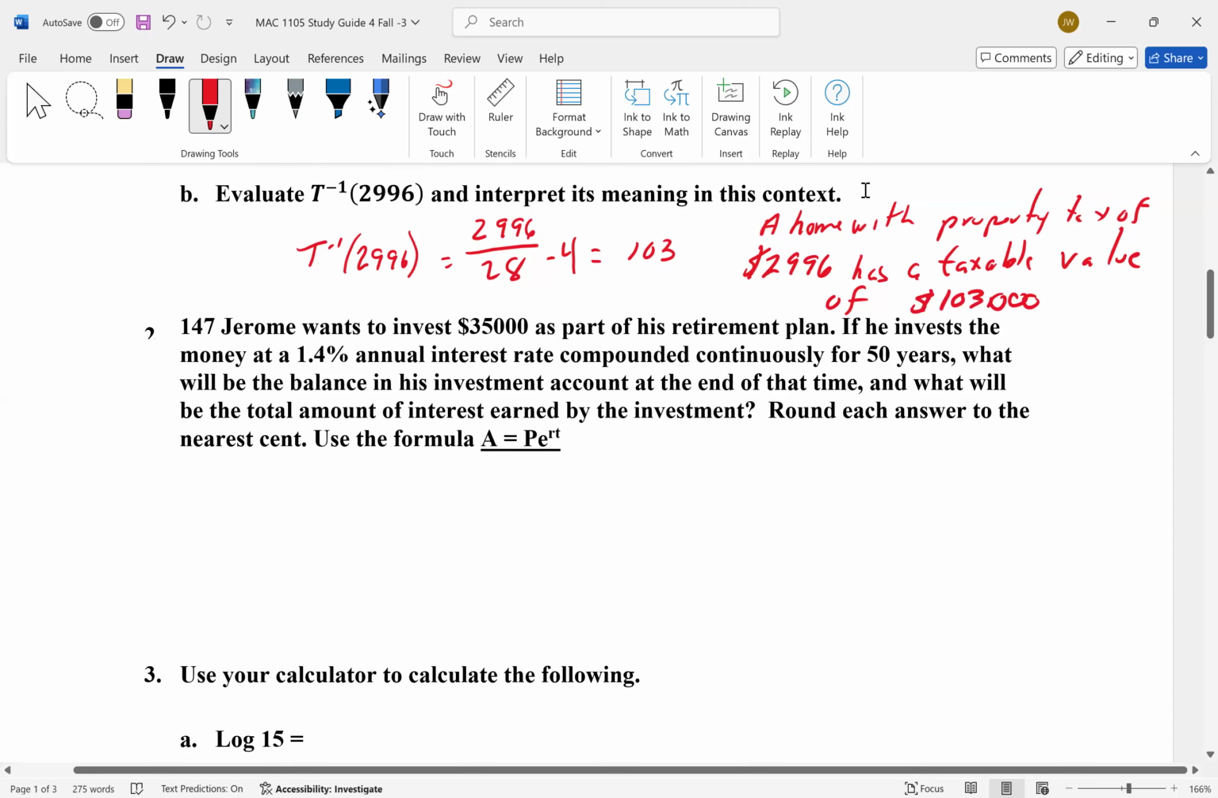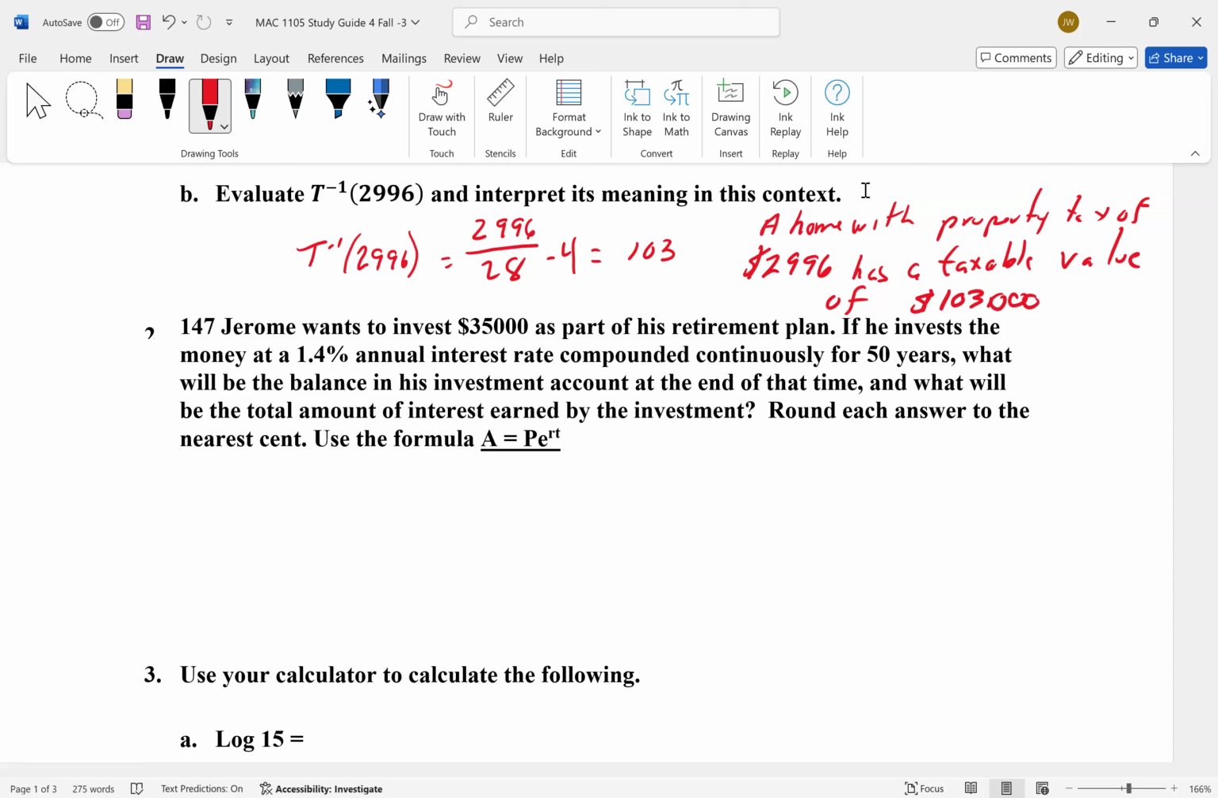Okay, next we have Jerome wants to invest $35,000 as part of a retirement plan. If he invests the money at 1.4% annual interest rate compounded continuously for 50 years, what will be the balance in his investment account at the end of that time? And what will be the total amount of interest earned by the investment? Round each answer to the nearest cent.